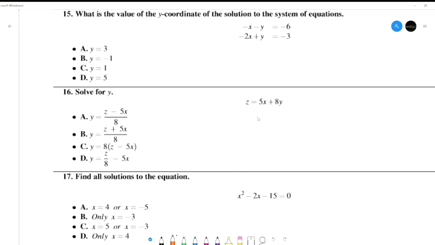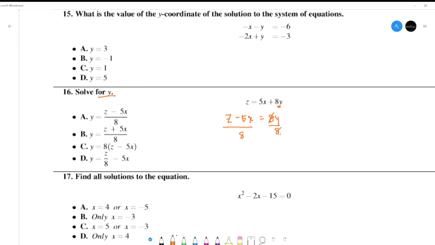You don't have to finish it, but I do want you to start reviewing all these problems so you can find your weaknesses. Alright, number 16 says solve for y. So I identify y being on the right hand side of this equation. So I need to subtract 5x from both sides. So I get z minus 5x is equal to 8y. Now that y is almost isolated, we're going to divide both sides by 8.